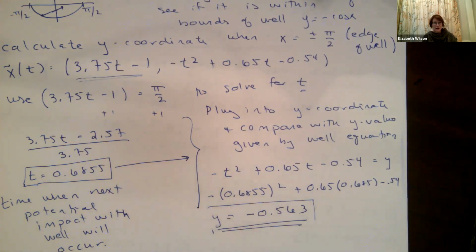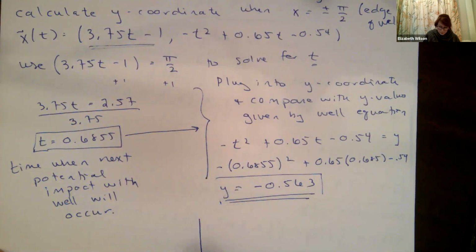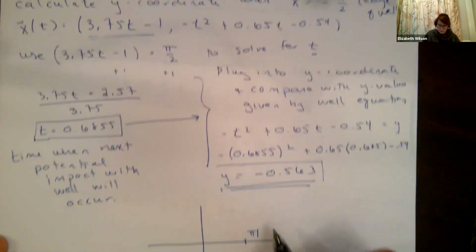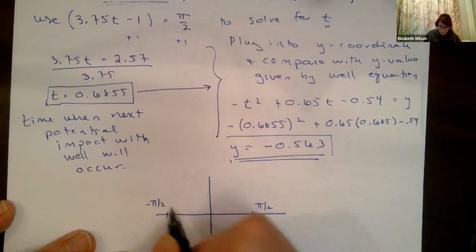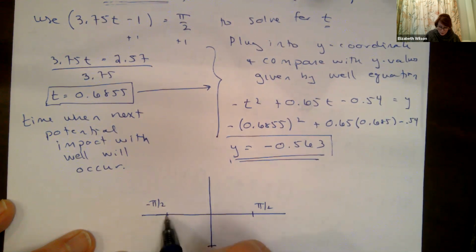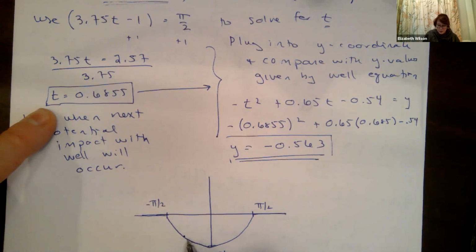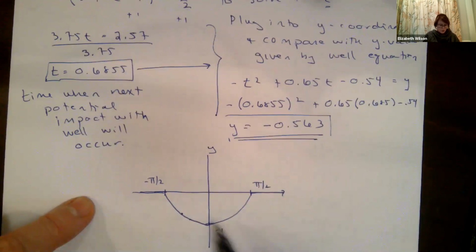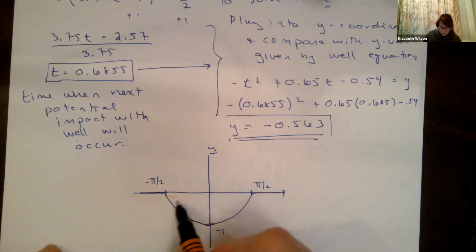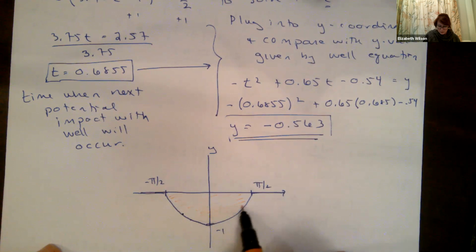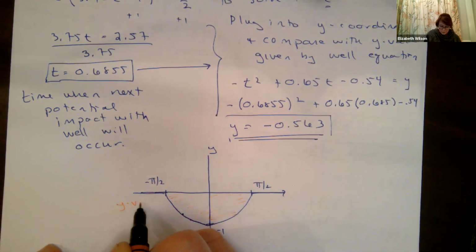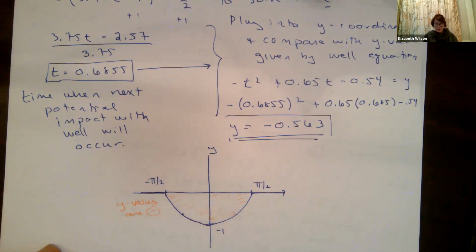Let's take a look at our graph. Right, so here's pi over 2 and minus pi over 2. Remember our well, here's minus 1. Our well goes like this, and it's 0 otherwise, right? So we came right about here, and then we bounced, right? This is my y-axis. This is my x-axis. So all of these values here, my y values, are negative, right? Because it's below the x-axis.